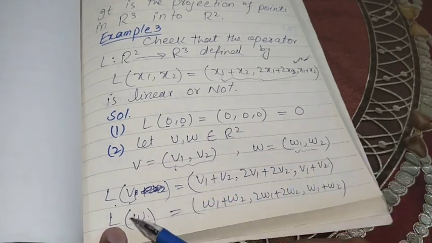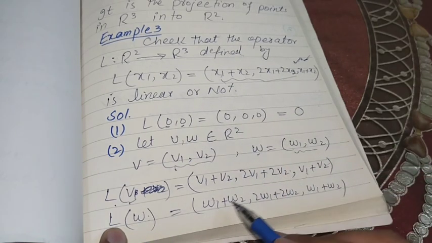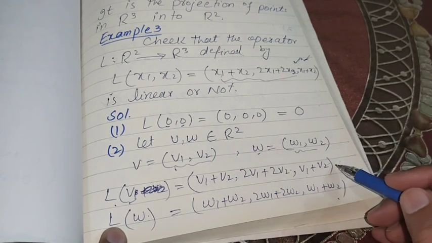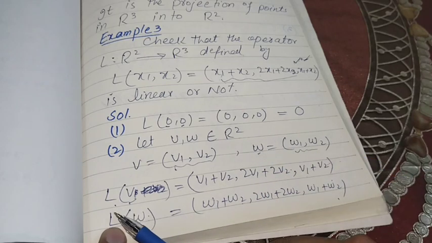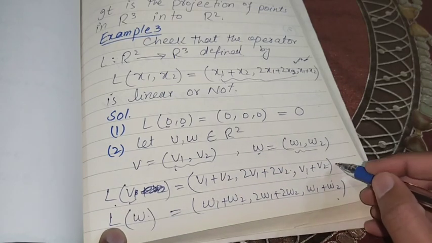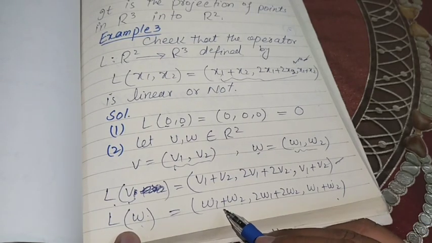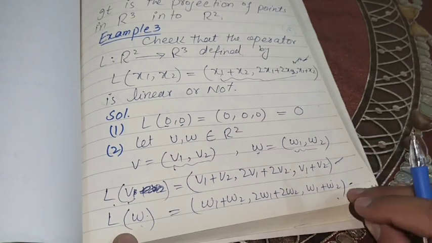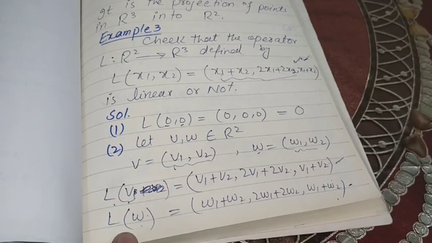Similarly, we apply the linear operator to w, and we obtain w1 plus w2 and so on in this form. These are the two outputs of the linear operator. When we apply L on v, we obtain this one, and when we apply L on the point w, we obtain the output in this form. In order to prove the second condition, we will use these two.